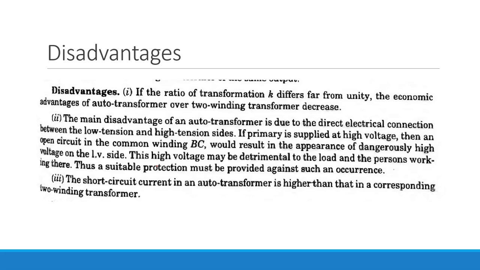The other disadvantage is that the short circuit current in case of an auto transformer is higher than in the corresponding two winding transformer. So these are basically the disadvantages of auto transformer. The major one is that high voltage is going to appear on the LV side when the HV supply is connected. Okay.